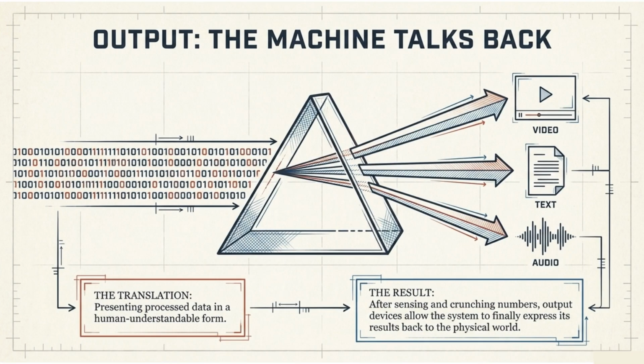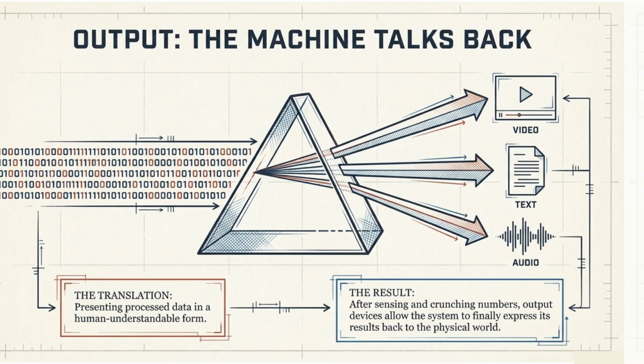Output is how the machine talks back. After processing, the data is translated into human understandable forms like video, text, or audio, allowing the system to express its results to the physical world.